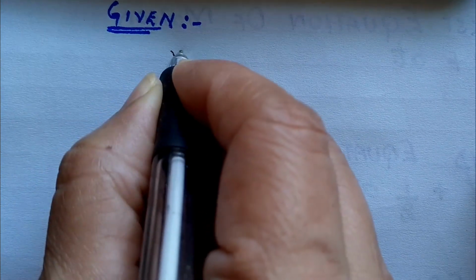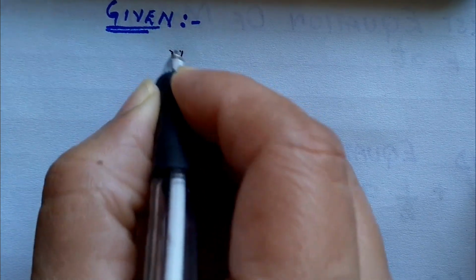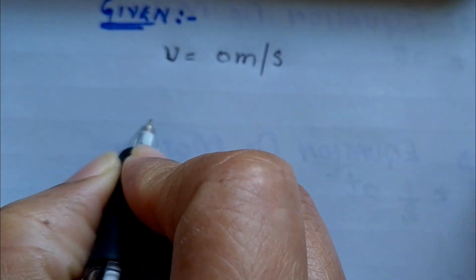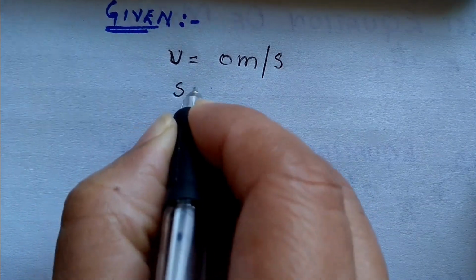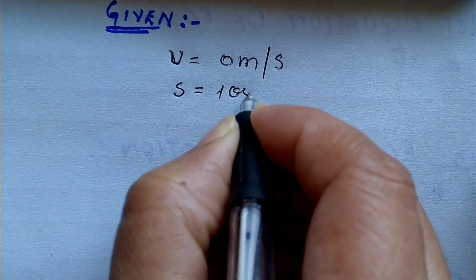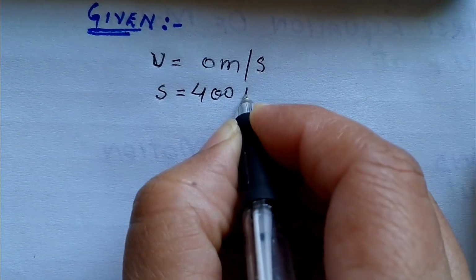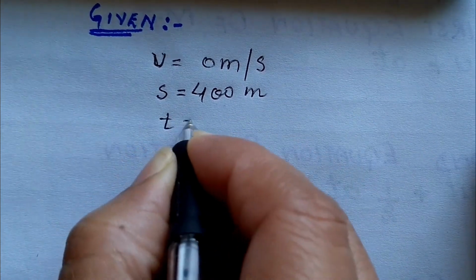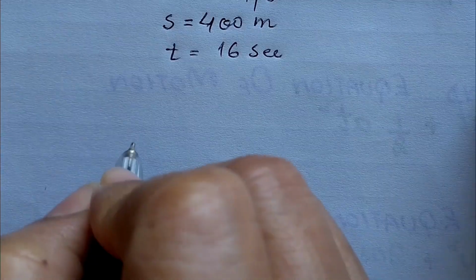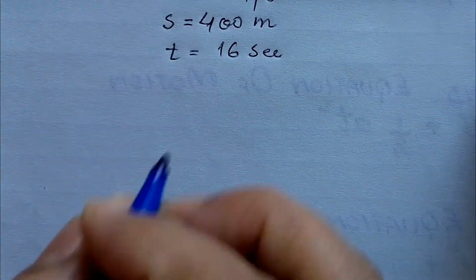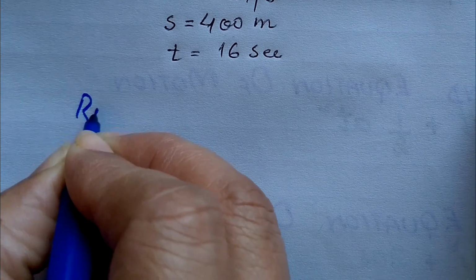A BMW starts from rest. It means its initial velocity u is equal to 0 meter per second, right? And because the BMW starts from rest, the distance is 400 meters and the time is 16 seconds. These key points are given in the question. By using these key points, we will find the requirements of the question, right?